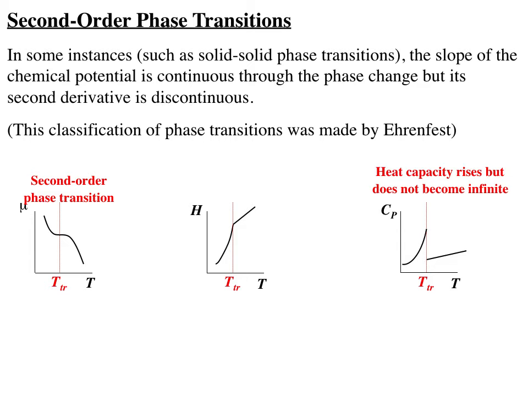Now, if you look again at this CP versus T curve, this looks much more like a lambda, and this is again what Ehrenfest originally classified as a second order phase transition, when you have this curve that looks like a lambda, and in particular for the second order one, the CP doesn't go infinite. It does look a lot more like a lambda transition of the constant pressure heat capacity.